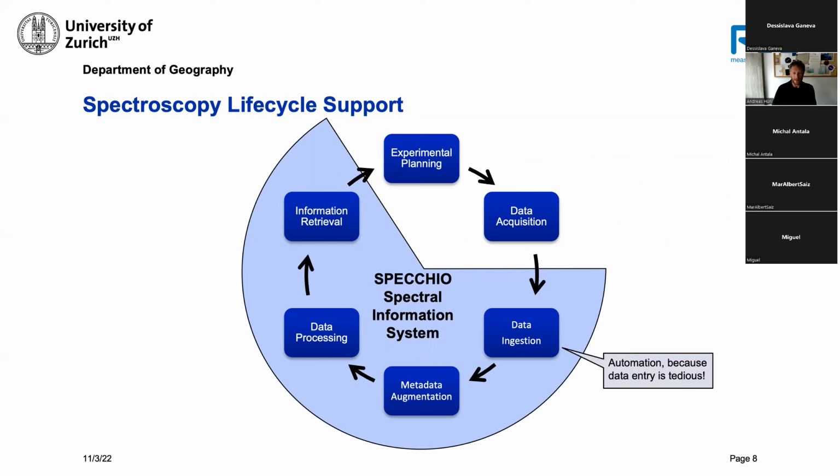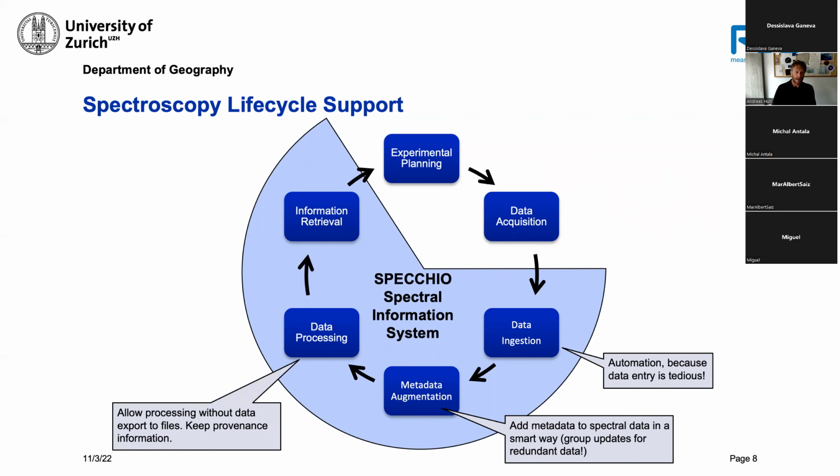A few key points. The first one is that data ingestion must be automated as much as possible. The same thing is also true for adding metadata in a streamlined fashion. For data processing, the goal is that you don't have to import and export data all the time to the file system. You do processing which I call database-centric processing. If you do that, you keep all the metadata in the system and carry it along. We'll see how that works.